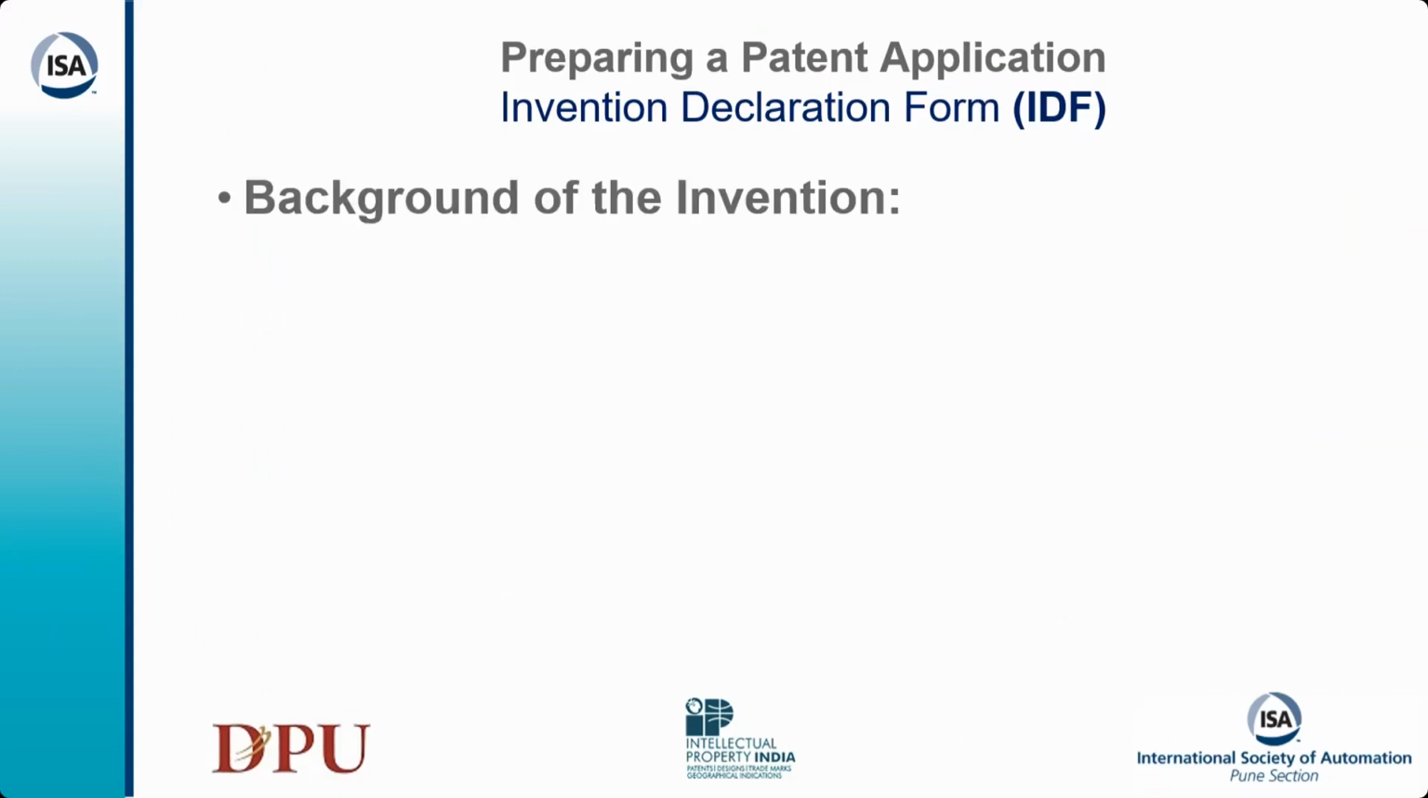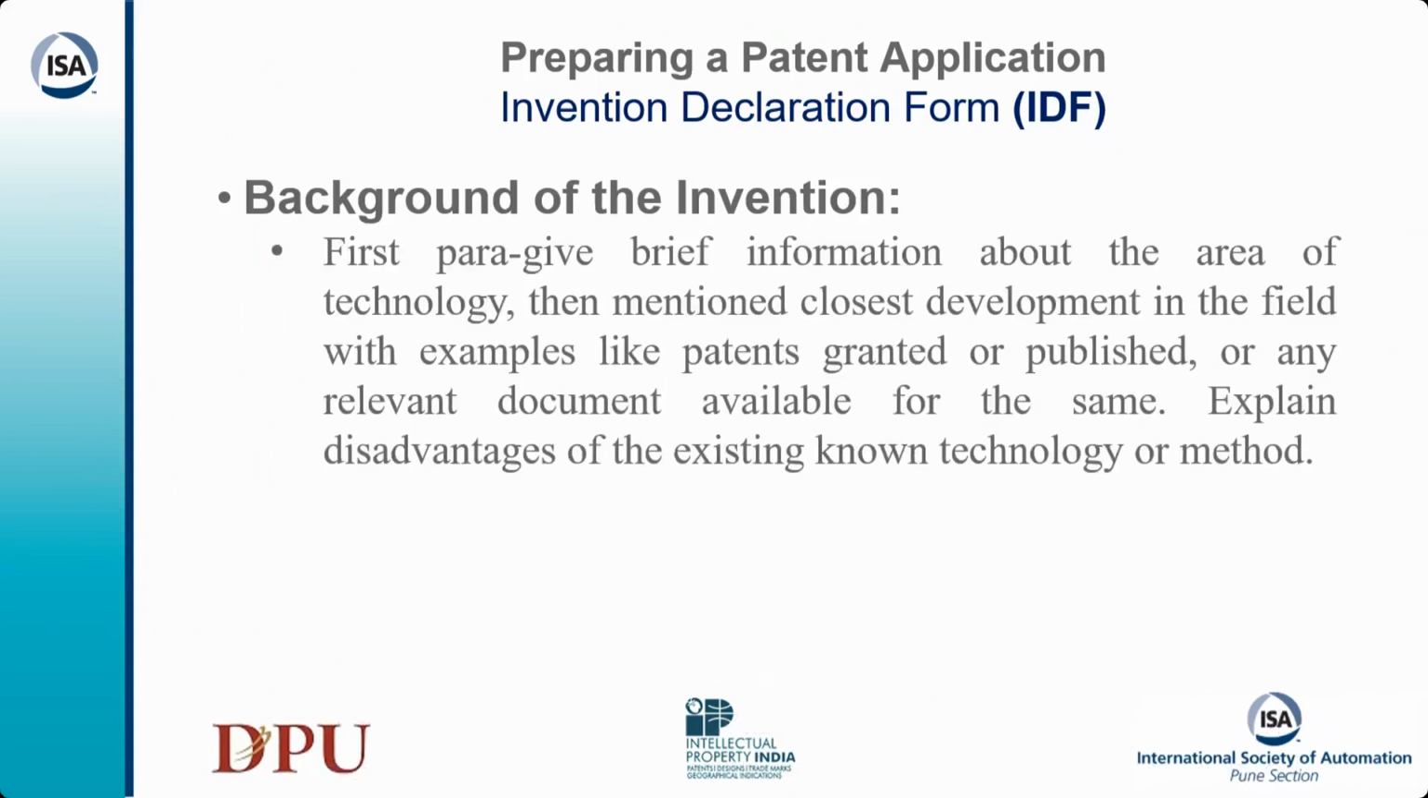Next is background of the invention. Next point is also important. What should be there in the background of invention? The first para of background of invention should give brief information about the area of the technology which you are using. Then mention closest development in the field, with examples like patents granted or published. So in background, that is where the patent search comes into picture basically.